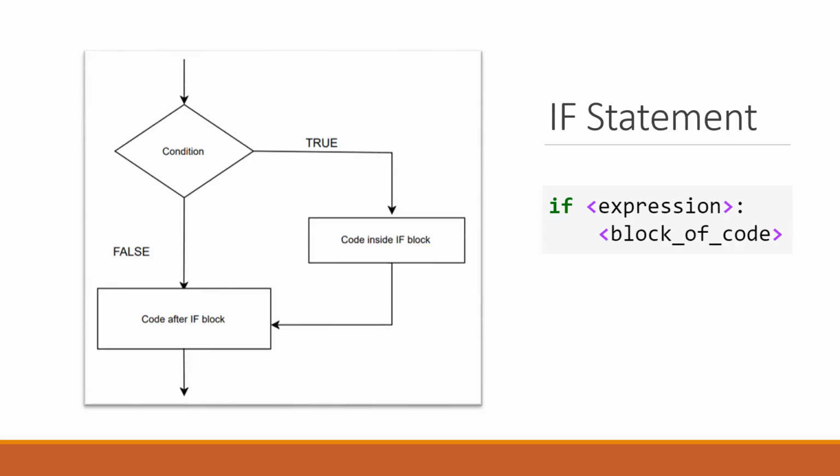In Python, the if statement is one of the basic conditional statements used for decision making. In this, if the given condition turns out to be true, then the code of the given if block will be executed, else it will not be executed. Here you can see a flow chart. First, a condition or an expression will be evaluated. If this condition turns out to be true, then the code given in the if block will be executed. And if the condition turns out to be false, then the code given after the if block will be executed.